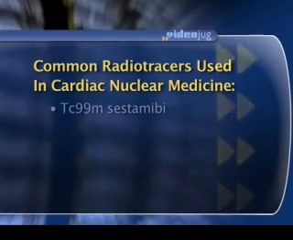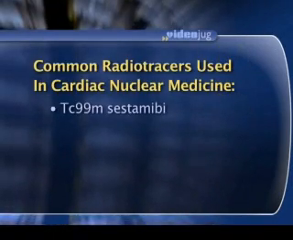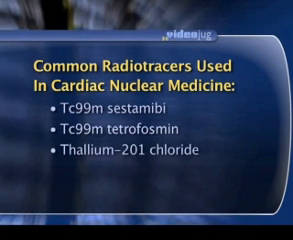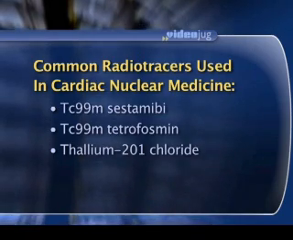We have tracers that are used for nuclear cardiology, looking at myocardial perfusion, for example. Some of them are technetium-99m sestamibi, technetium-99m tetrofosmin, thallium-201 chloride. These are all tracers that the majority of their use is in nuclear cardiology, although it's not exclusively for nuclear cardiology. There are other applications for every one of these.